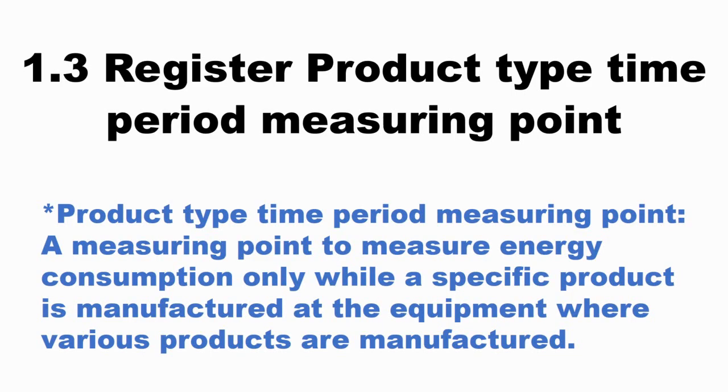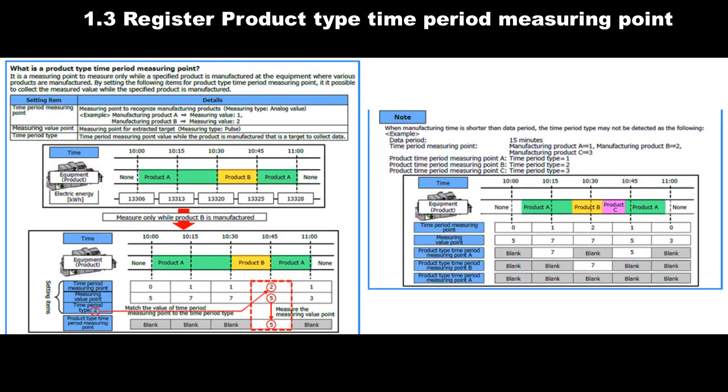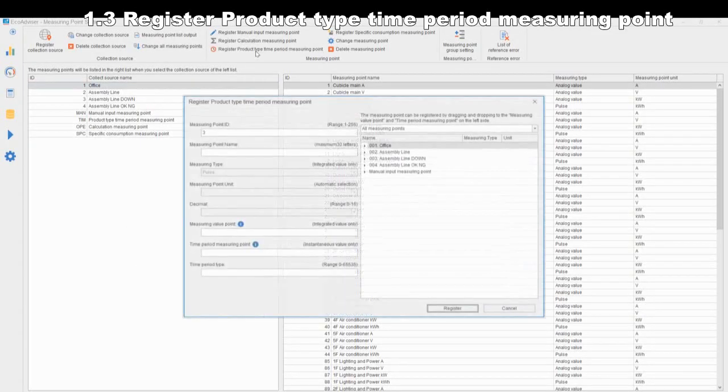Product type time period measuring point means a measuring point to measure energy consumption only while a specific product is manufactured at the equipment where various products are manufactured. Click the Register Product Type Time Period Measuring Point button.